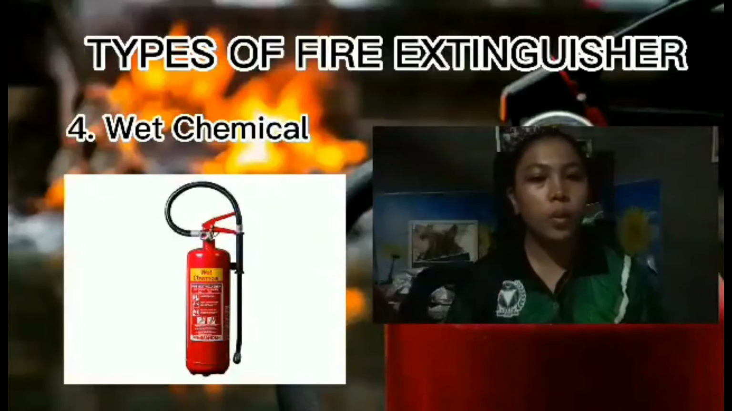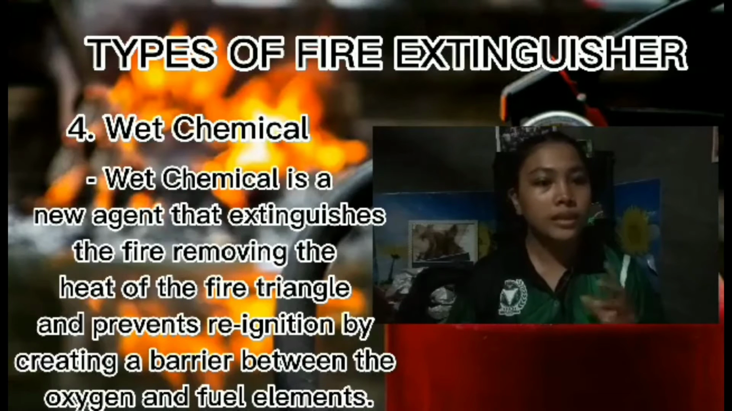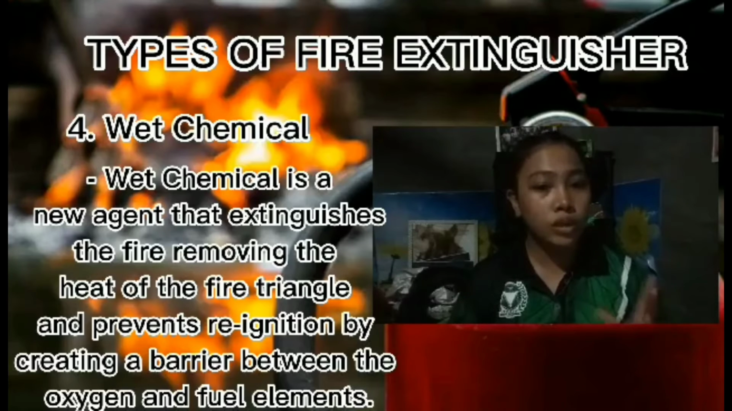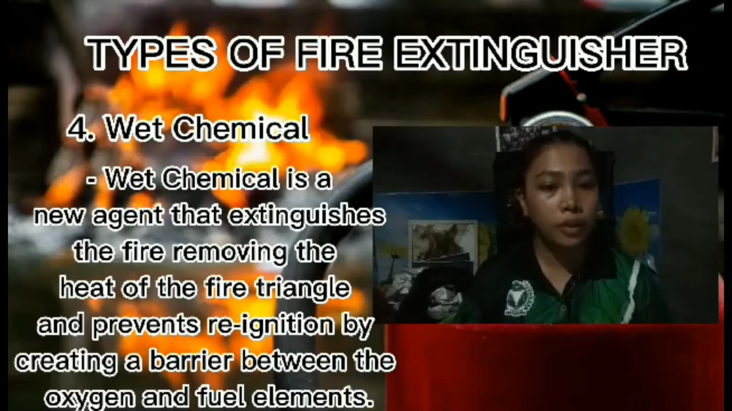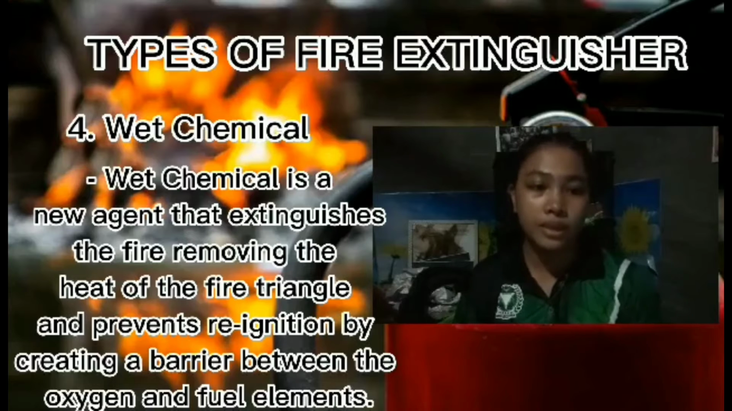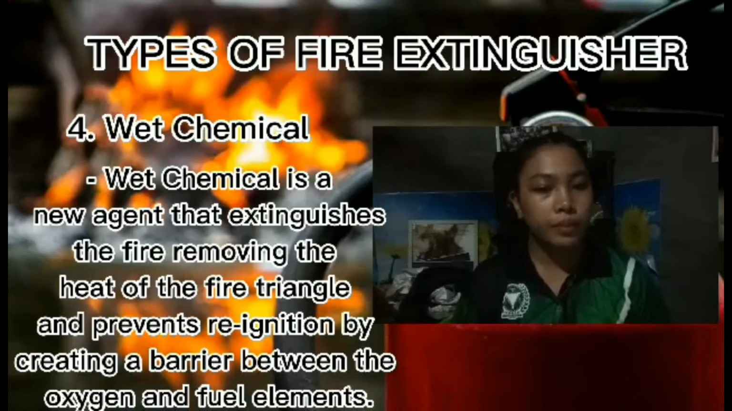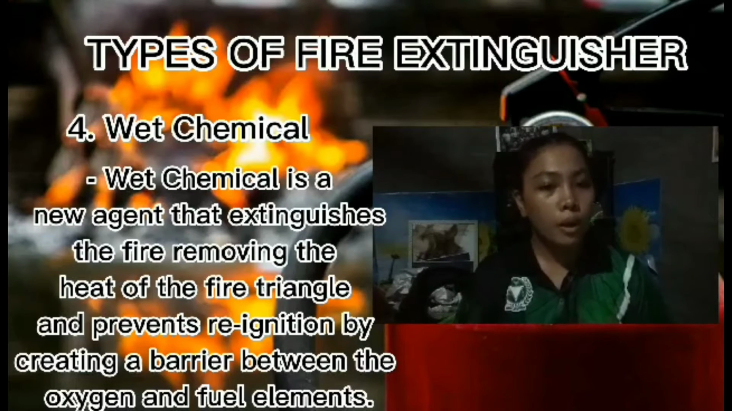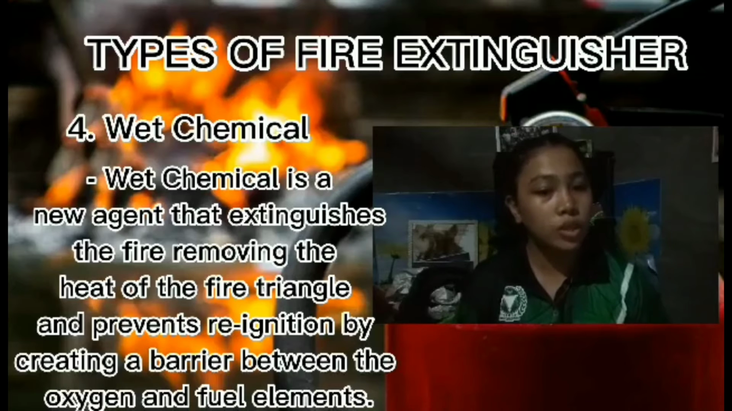Number 4, the wet chemical extinguisher. It extinguishes the fire by removing the heat of the fire triangle and prevents reignition by creating a barrier between the oxygen and fuel elements. This has a yellow label. This is used to extinguish a fire involving combustible cooking media, for example, burning oil and fat. Sometimes, if we are cooking with oil, the oil will catch fire, and this extinguisher can extinguish it.